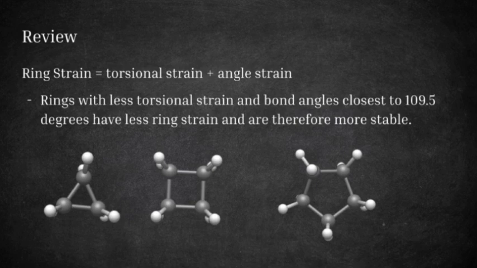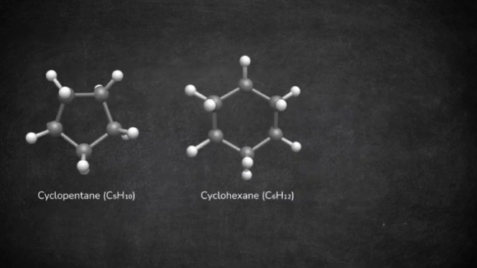As we discussed last time, the better a ring can alleviate torsional strain and maintain bond angles closest to the ideal 109.5 degrees, the less ring strain it has, making it more stable. This trend explains why cyclopentane is much more stable than cyclopropane and cyclobutane. A hexagon has interior angles of 120 degrees, which is farther from the ideal bond angle of 109.5 degrees compared to cyclopentane's 108 degrees. Based on this trend, we might predict that cyclopentane would be the more stable ring structure.